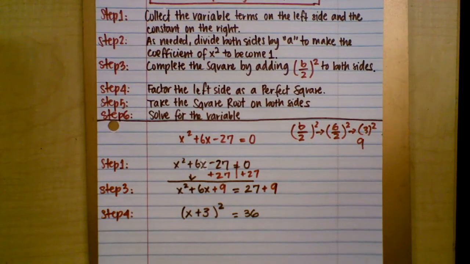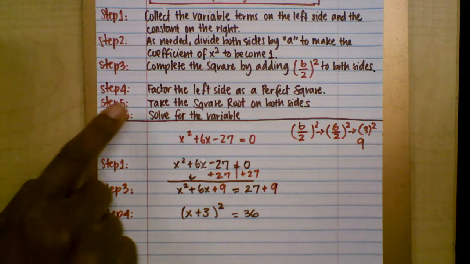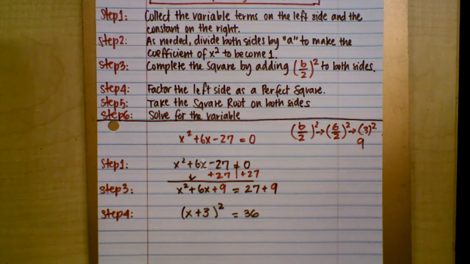Now what do we do next? Step 5: you're going to take the square root on both sides, and the reason is because you want to undo the square. So let's take the square root on both sides. This is step 5.